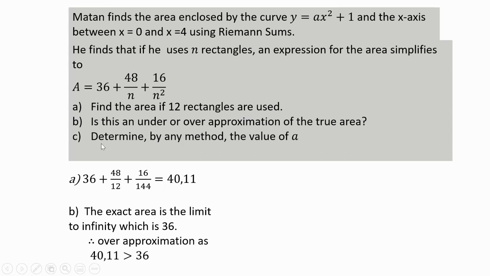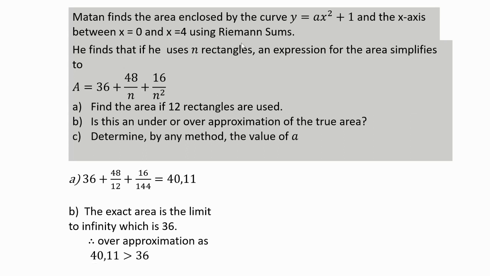All right. B then asks, is this an under or over approximation of the true area? Now, the true area, when we talk about Riemann sums, is your limit as n tends to infinity. And your limit as n tends to infinity would mean that this becomes a 0 and that becomes a 0. So your area would be 36. So this number is bigger than this number, so therefore it's an over approximation. Okay, it's quite a clever way of asking this question, and a clever way of understanding if you understand Riemann sums.